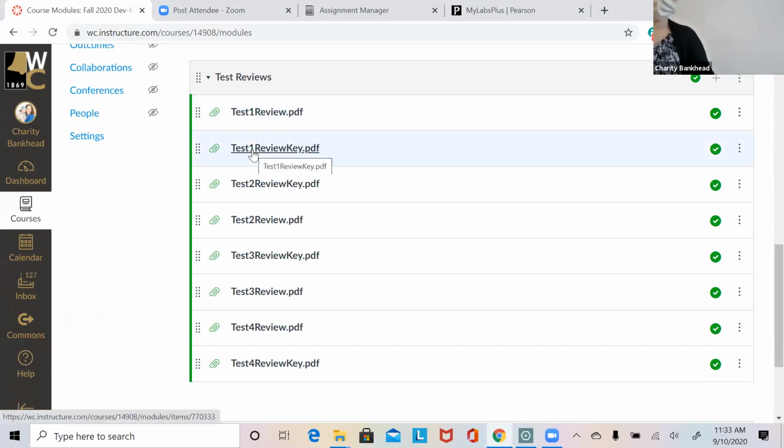So for those of y'all that are watching on Zoom, you can print it out. Or if you are here somewhere on campus, you can just come see me and I'll give you one. You already have one? Okay.